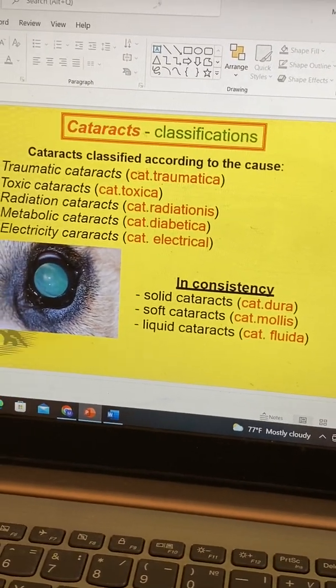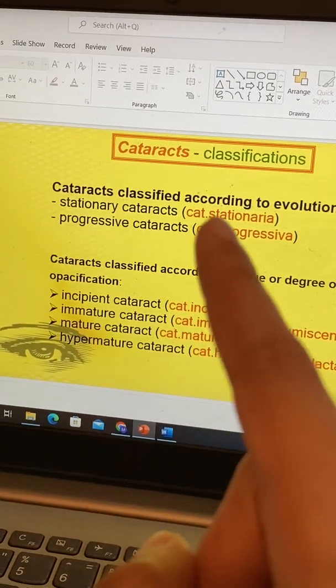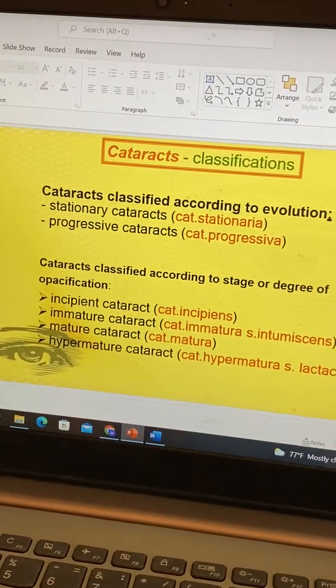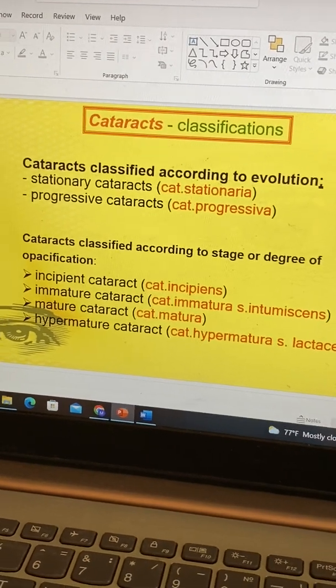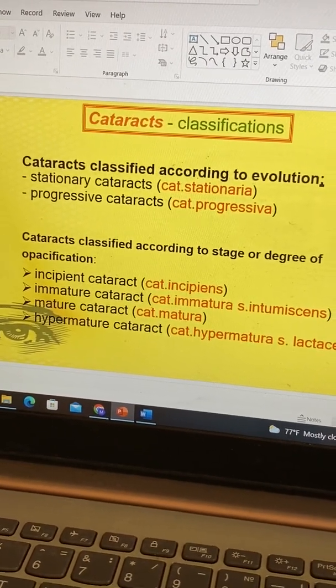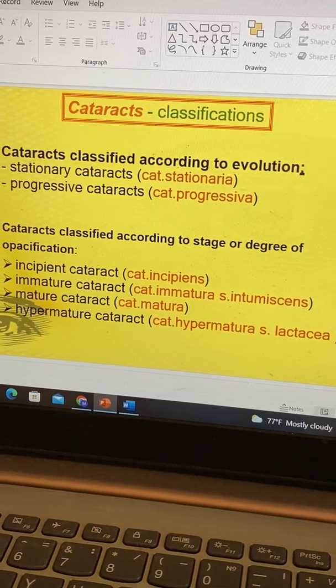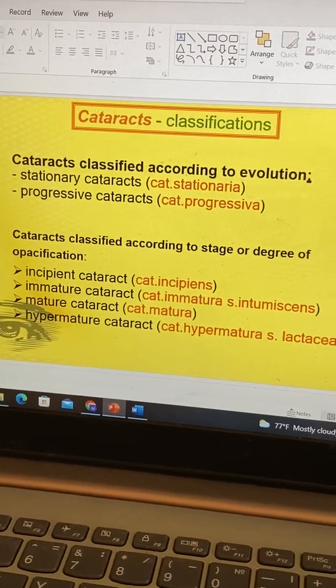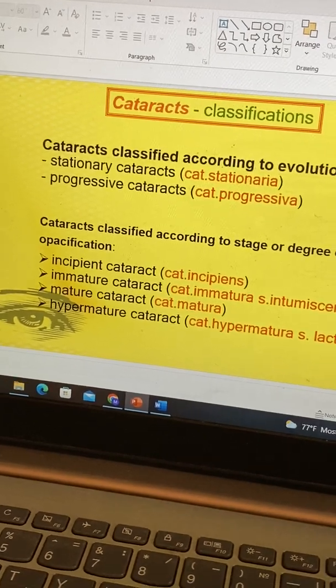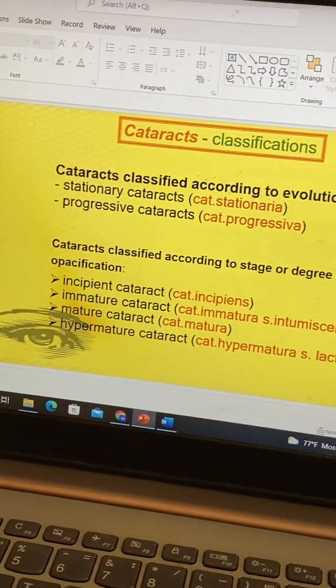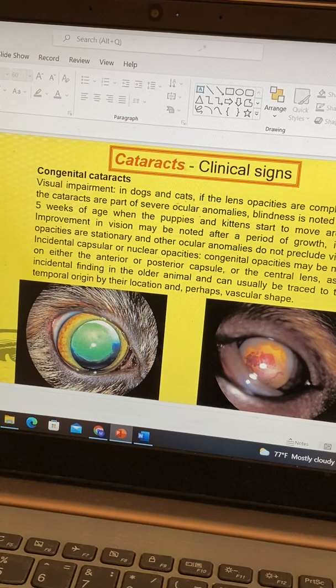There's also the evolution. Is it a stationary cataract where it's always been there, it's not really changing, or is it progressive? Is it getting worse? This is usually in the case of, say, diabetes. Degree of opacification, so what this basically means, is it incipient, is it immature, mature, or hypermature? Don't ask me what incipient means. And yeah, anyway, so let's talk about congenital cataract.